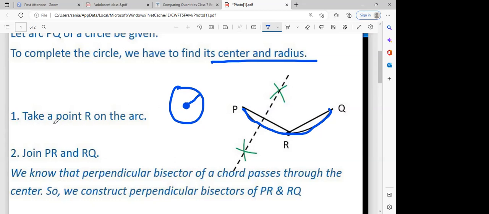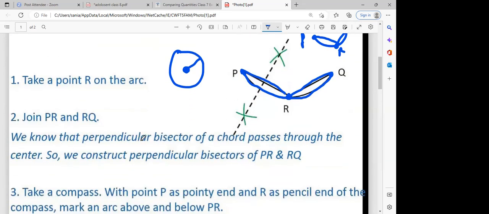So what will you do? The first step will be to take a point R on the arc, and then join PR and RQ. Now take this point P and join PR and RQ. I hope this is clear, right? The arc is given to you. You will take a point R, and this point is P. This PQ is an arc. So now you will join this and this, right?